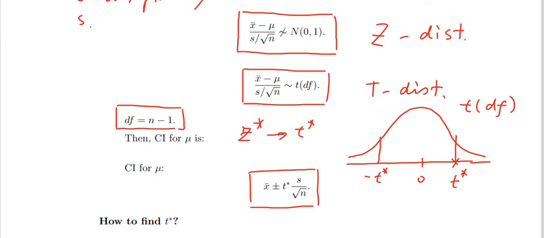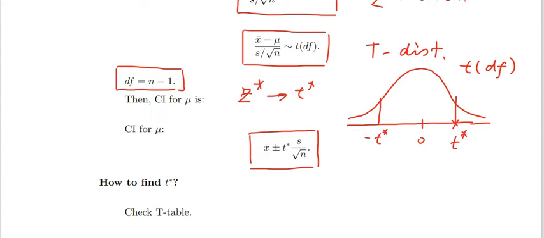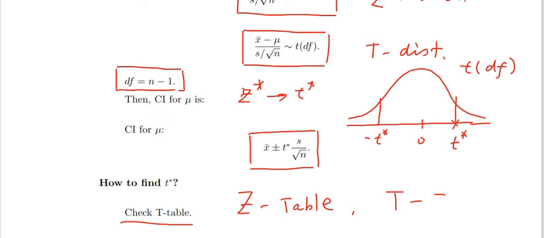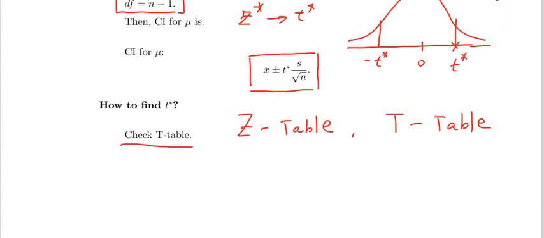So this is the formula for the confidence interval for mu: x bar plus or minus T star times s over radical n. How do we find this T star? Just like how to find Z star, we need to check a T table. We have a Z table, which is for the standard normal, and now we have a T table.